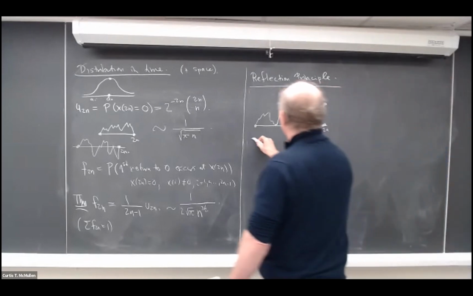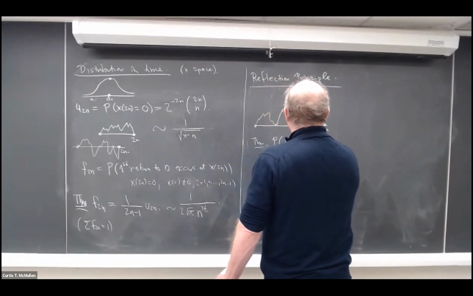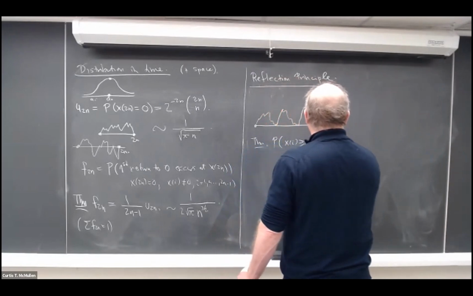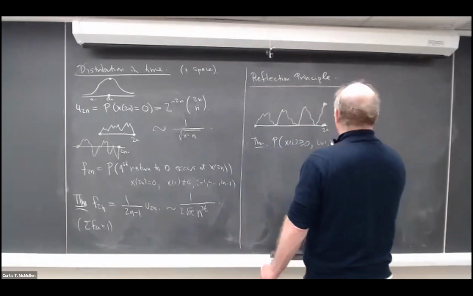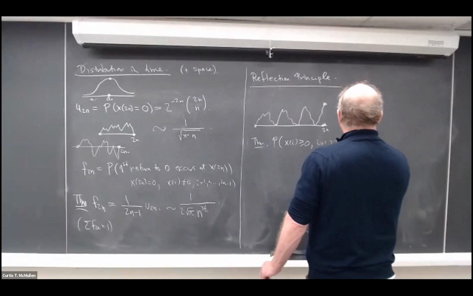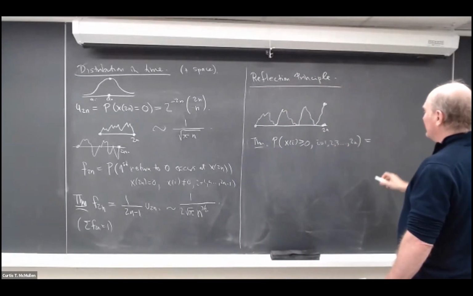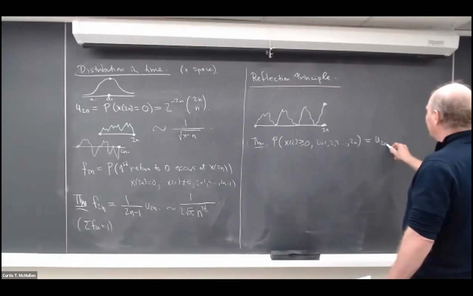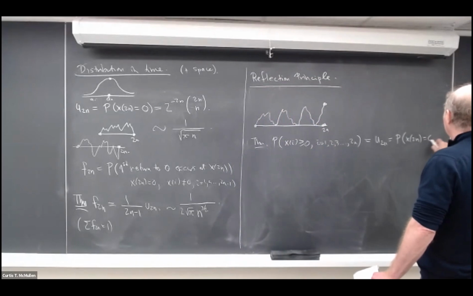So the theorem is: the probability that X_i is greater than or equal to 0, for i equal to 1, 2, 3, up to 2n (of course, it starts at 0), is equal to u_n. In other words, it's equal to the probability that X_{2n} is equal to 0.